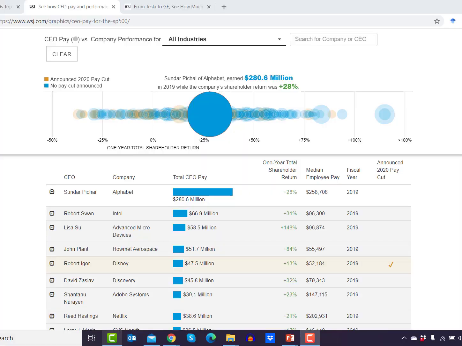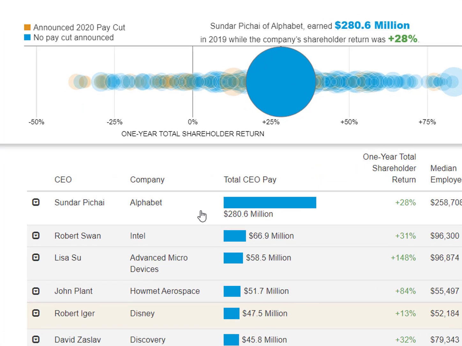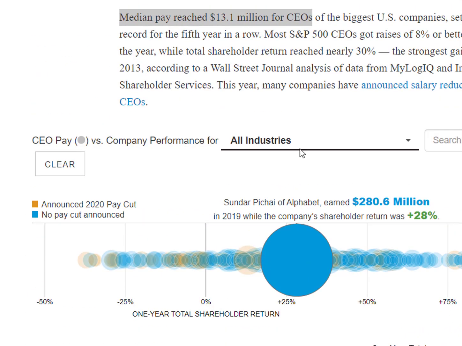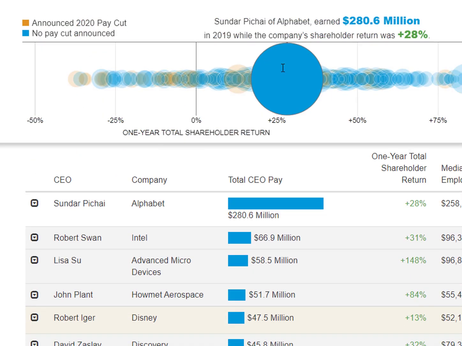The Wall Street Journal regularly evaluates the total compensation packages of large company CEOs. On your screen, you see this evaluation in 2019. As you can see, Alphabet CEO Pichai was paid the highest compensation package, which is $280 million, while the shareholder return is 28% and median employee pay is approximately $260,000. Also, please note that the median pay reached $13.1 million for CEOs in 2019.